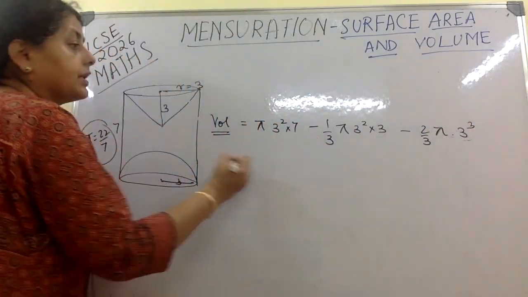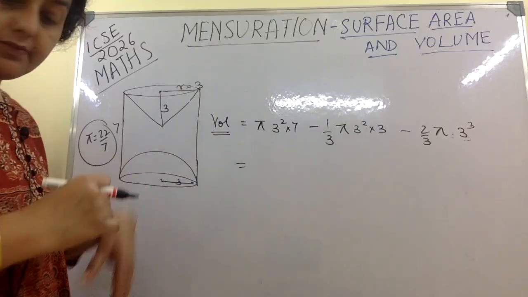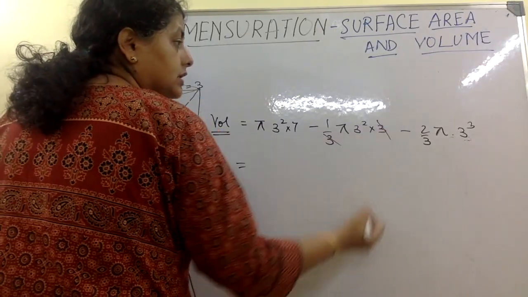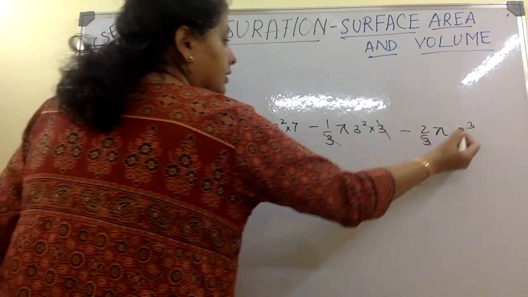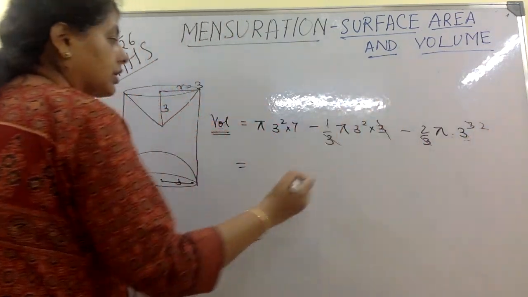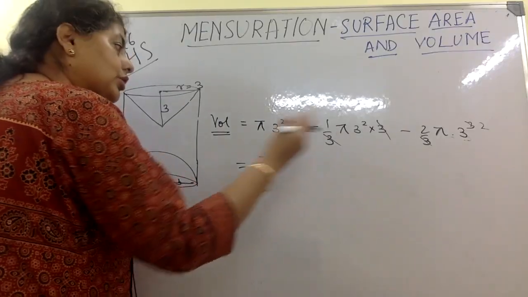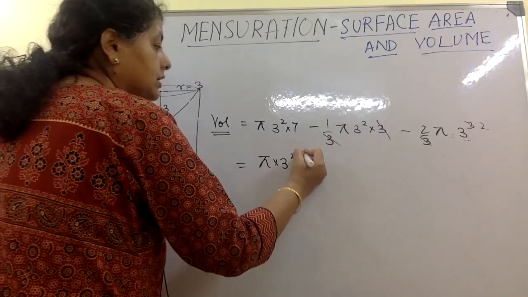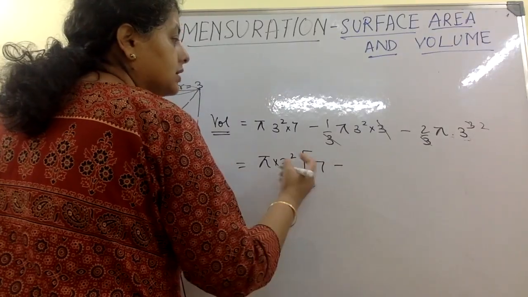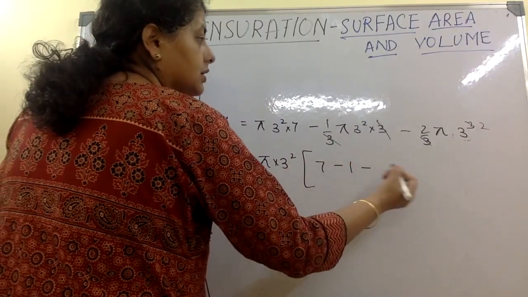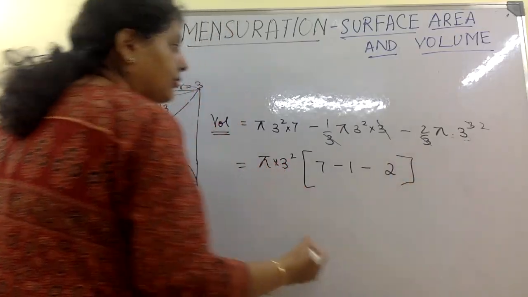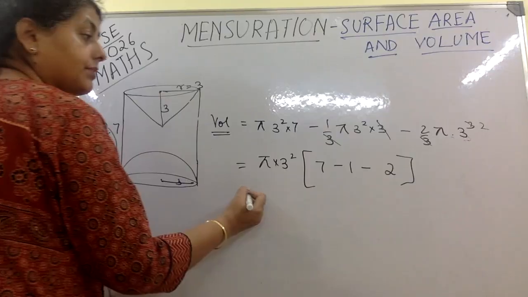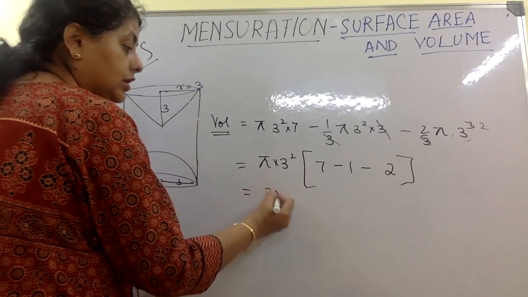Now see the sum. What I'll do here is I can actually remove this. Here also I can remove and make it 2. 1, 2 is gone. Now I'll take the pi out from all of them. It's a factorization. I'll take the 3 square also out. What is remaining is 7 minus 1 minus 2. Just see the sum, I'm doing it in 2 lines. Okay, so this is the sum. Just 2 lines.